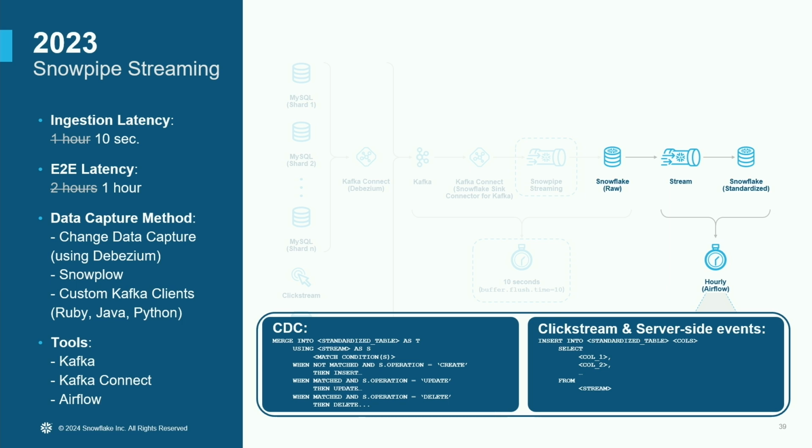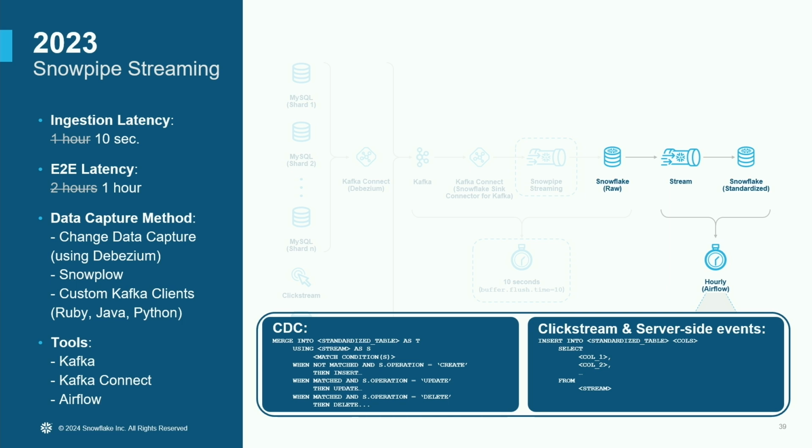One of the questions that you may be asking is, why didn't we further reduce our end-to-end latency to take advantage of the 10-second ingestion rate into our raw zone? And there are two reasons for this. The first is merging or inserting the data more frequently would result in higher warehouse costs. And the second reason is a similar lower bound problem.